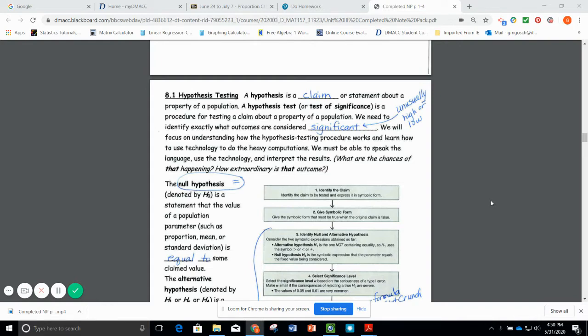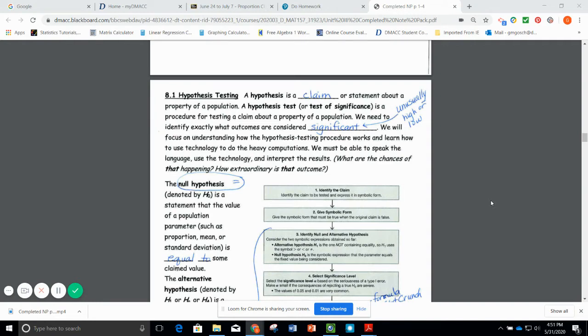We need to first identify exactly what outcomes are going to be considered significant, in other words, unusually high or unusually low, that would be unlikely to end up with. We'll focus on understanding how the hypothesis testing procedure works and learn how to use the technology to do the heavy computations. You must be able to speak the language, use the technology, and interpret the results. So that's where our real focus is going to be.